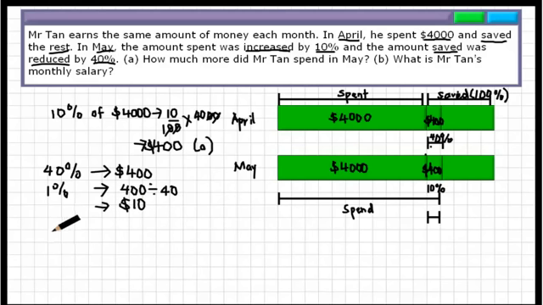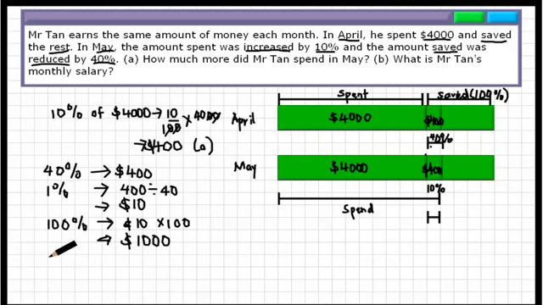To find the amount of 100% of savings in April, you therefore multiply 10 by 100%. So it's $10 times 100, and you would get $1,000. $1,000 is therefore the amount of savings at 100%.